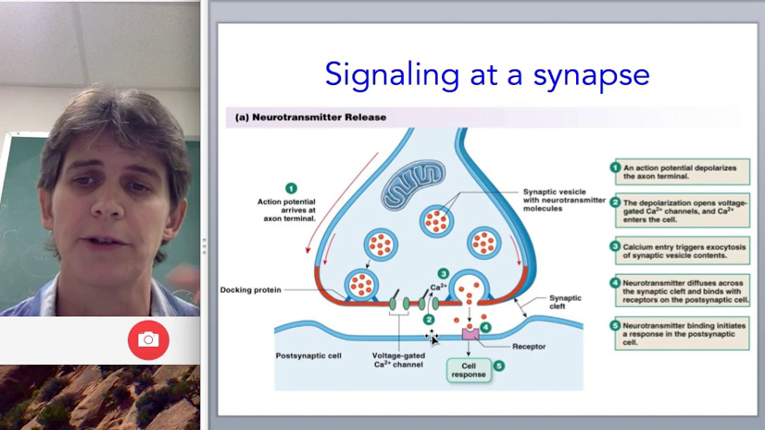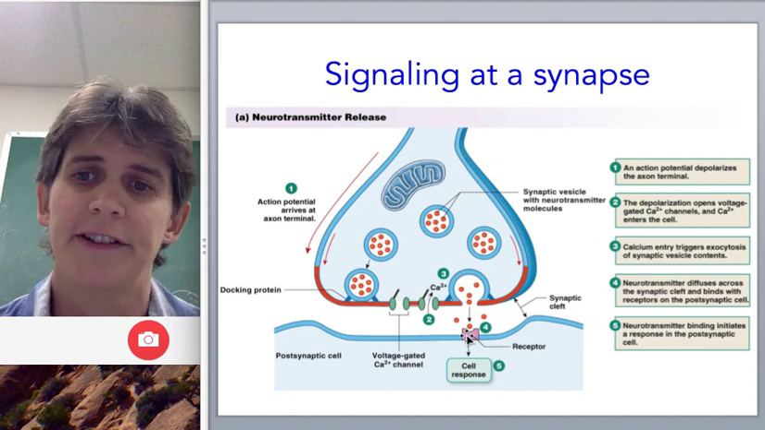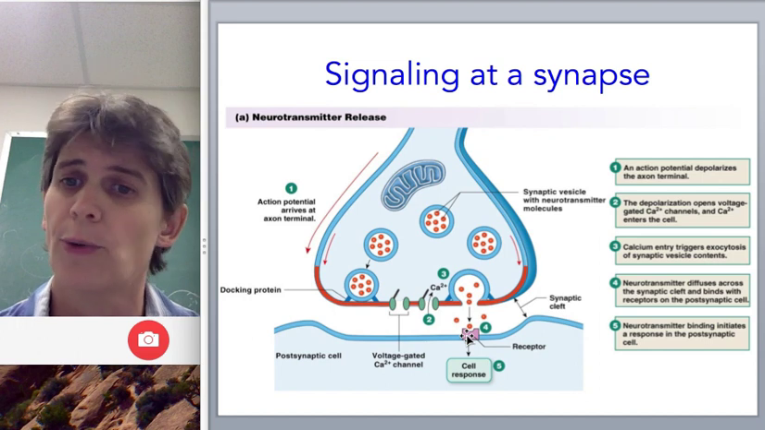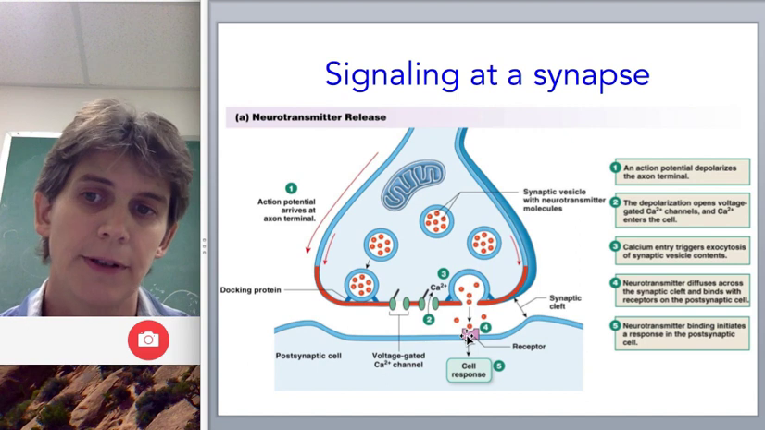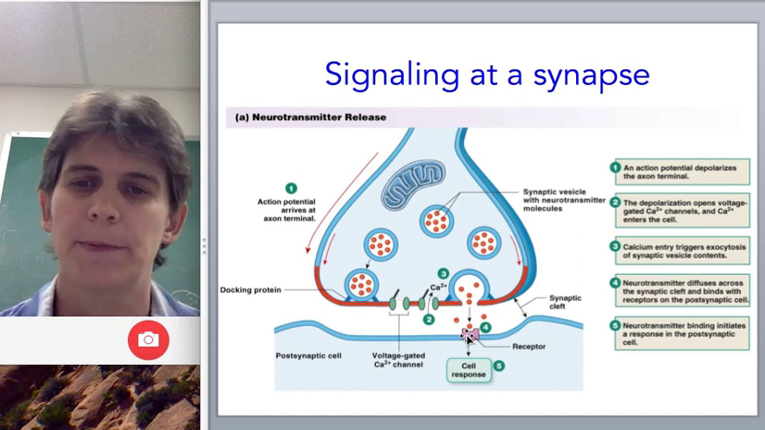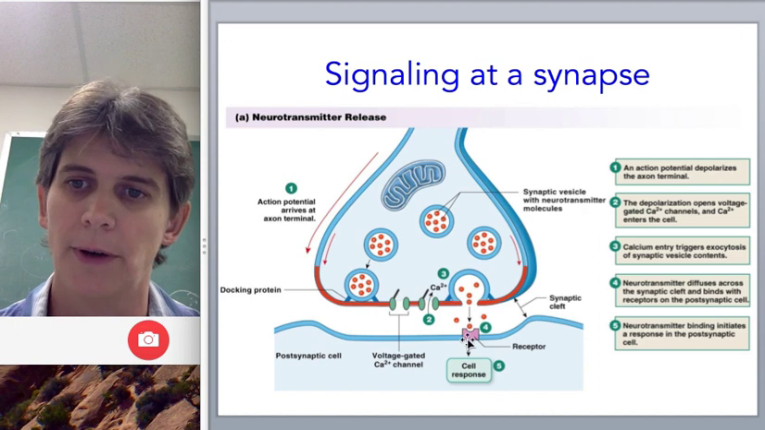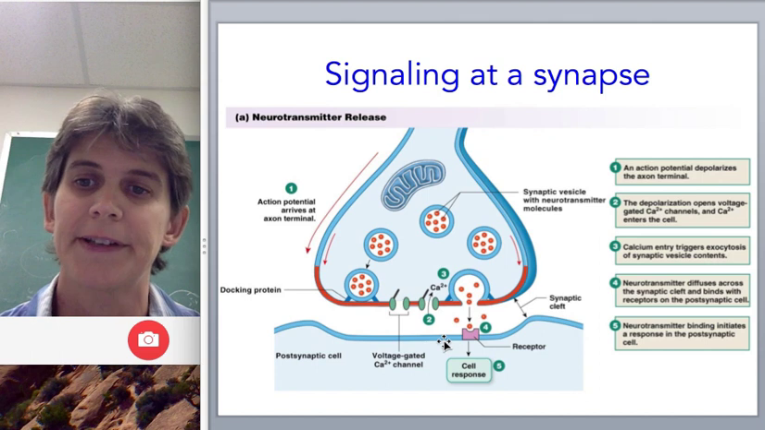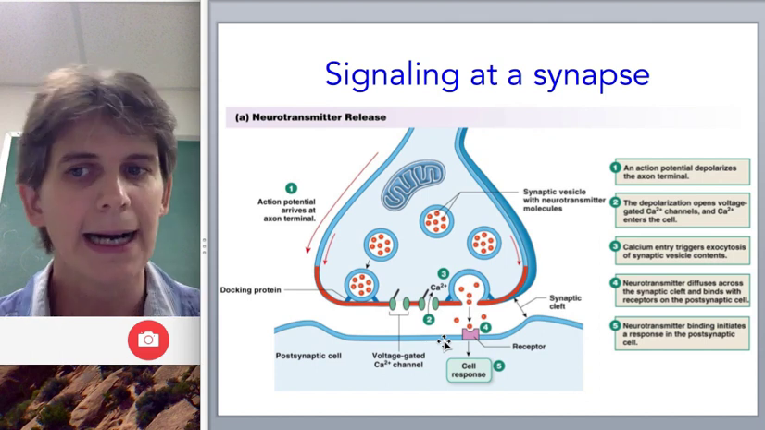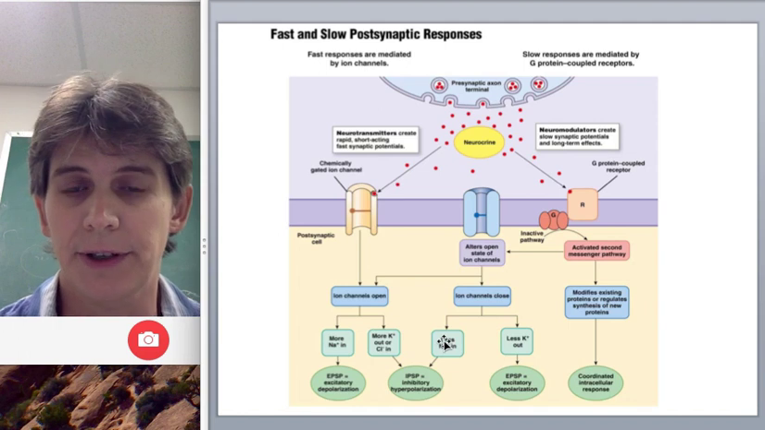Because the distance is so small, diffusion of neurotransmitter across the synaptic cleft is quite short. In other words, it goes very quickly, and quite soon after the action potential has arrived in the presynaptic cell, the neurotransmitter arrives at the postsynaptic cell. Now, what happens at that point depends on what kind of receptor is present. So let's look at the options here.